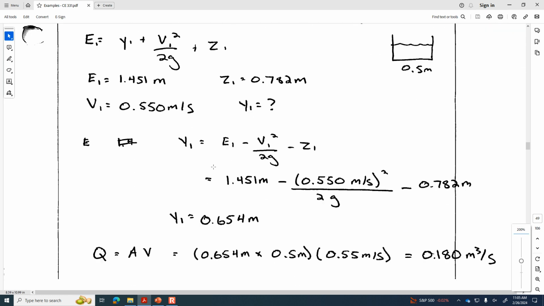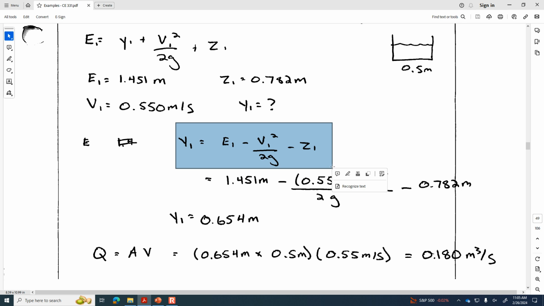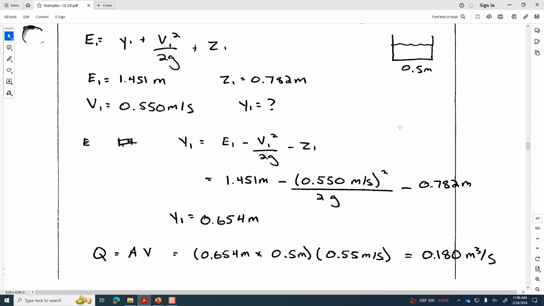is we say that the total energy is 1.451, and we can rearrange this to solve for y1. So that's what I've done here, is I've rearranged the energy equation to solve for y1. So we've got the energy at 1 minus the velocity head minus the elevation head. So we're saying the total energy minus the velocity head term minus the elevation term, the leftover amount of energy is how deep the water is at that location. So the depth of the water here would be 0.654. This is just a pure plug and chug type problem where we're rearranging the variables and solving for the depth.